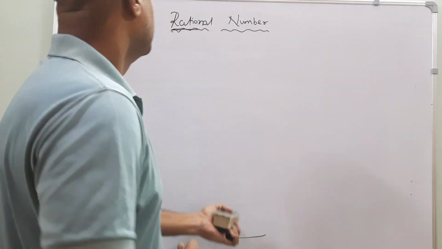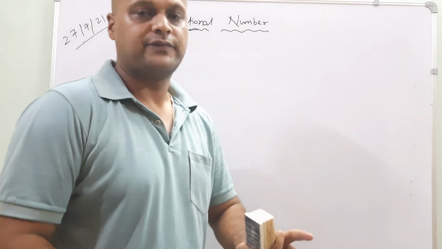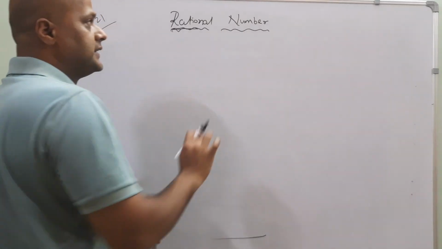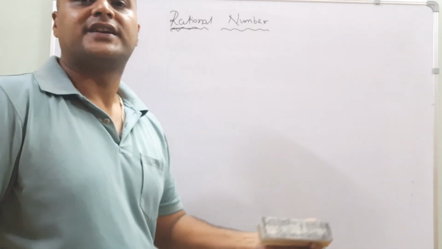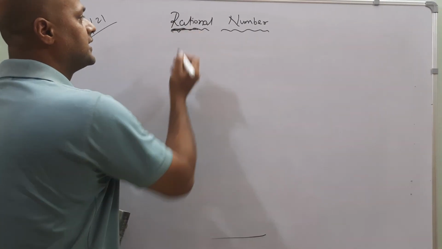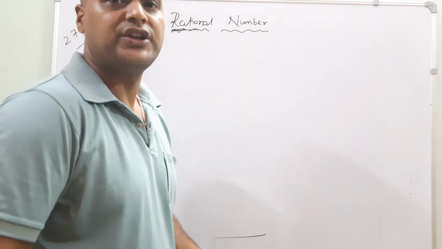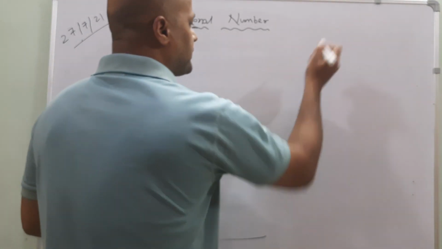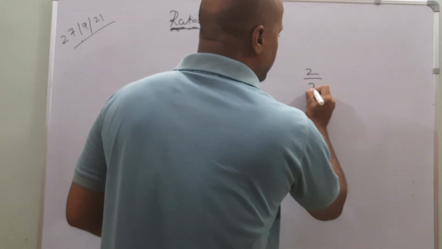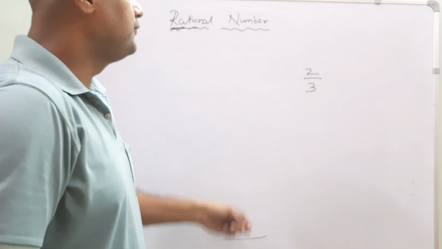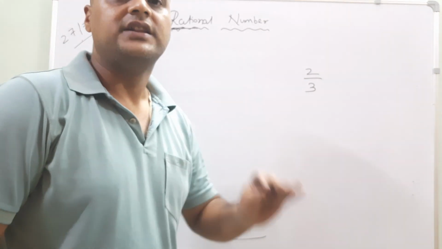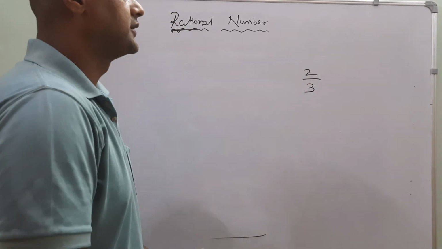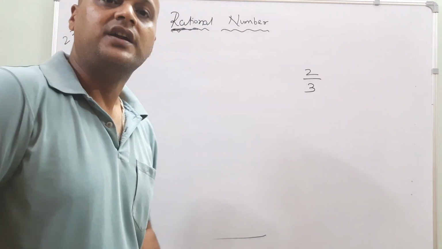Okay, now what is a rational number? First we have to be clear what a rational number is. In this word, half of the answer is already written. What is that? It is the ratio. What is the meaning of a ratio? It is a fraction form. If two integers are in the form of a ratio, then we can say that particular fraction is called a rational number.